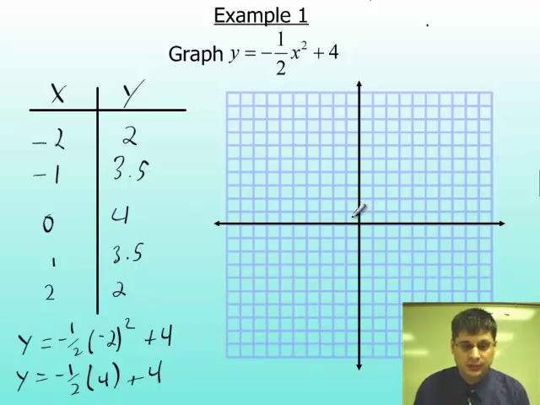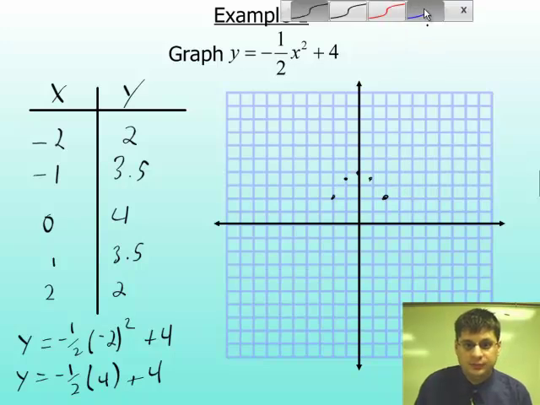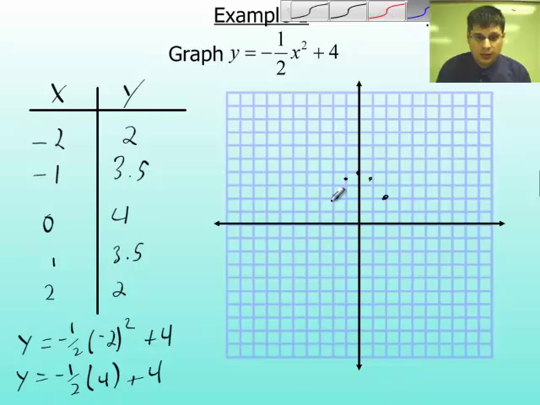So let's plot those points. -2, 2, -1, and then positive 3.5. So 1, 2, 3, and halfway between 3 and 4. Then 0 and 4. And then it's going to be symmetric, so I really don't even have to look at my values for this one. Okay, so now that I have those, I can go ahead and draw my parabola.